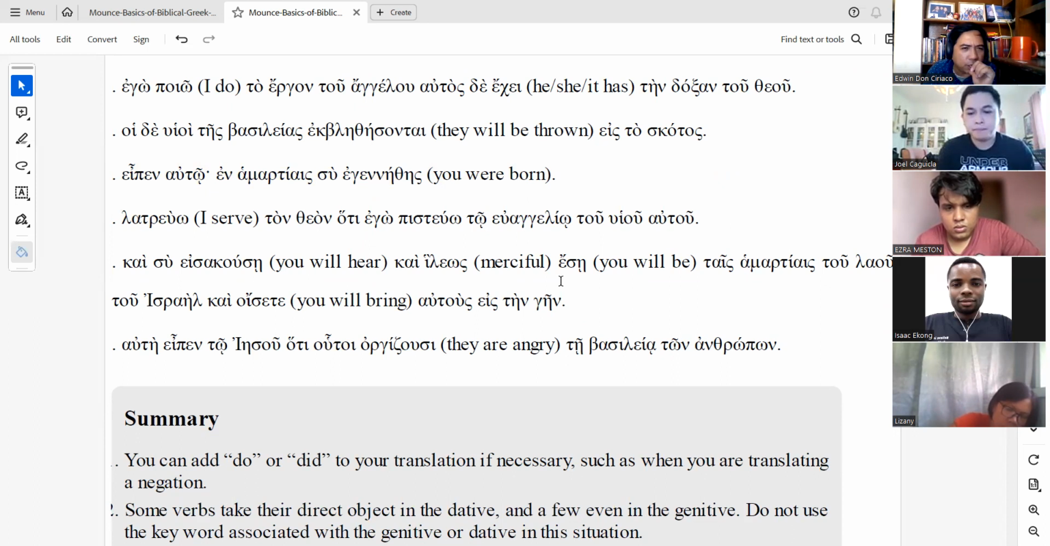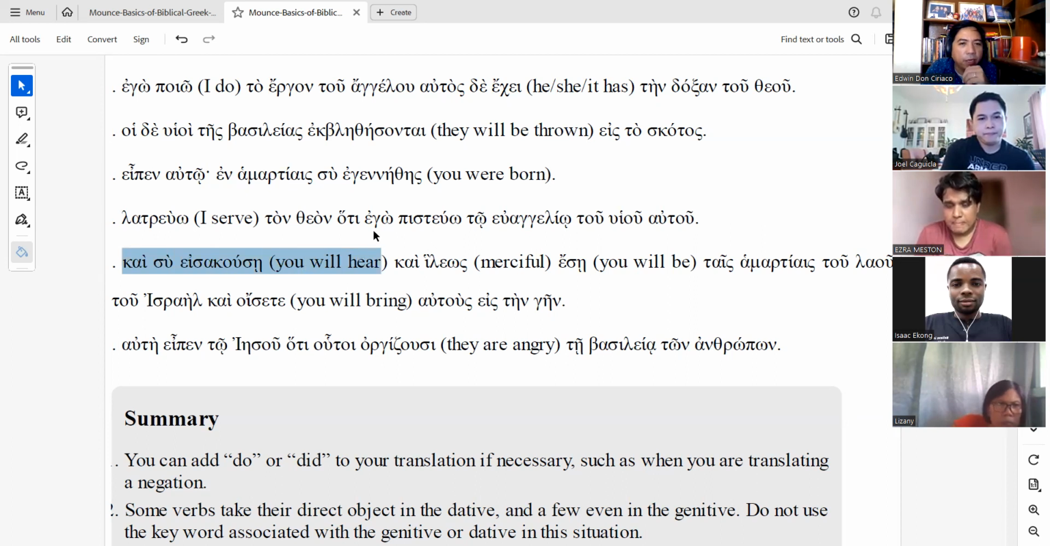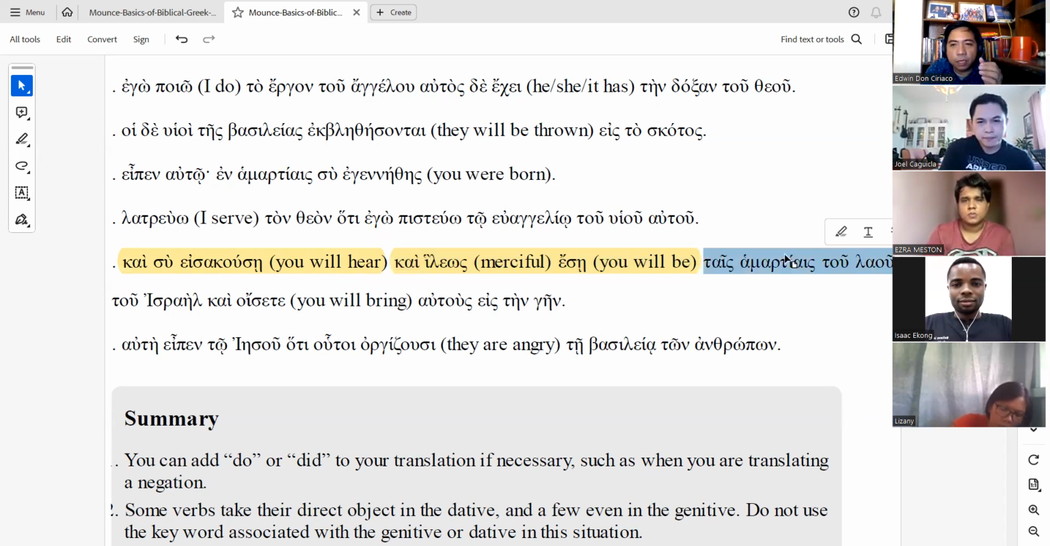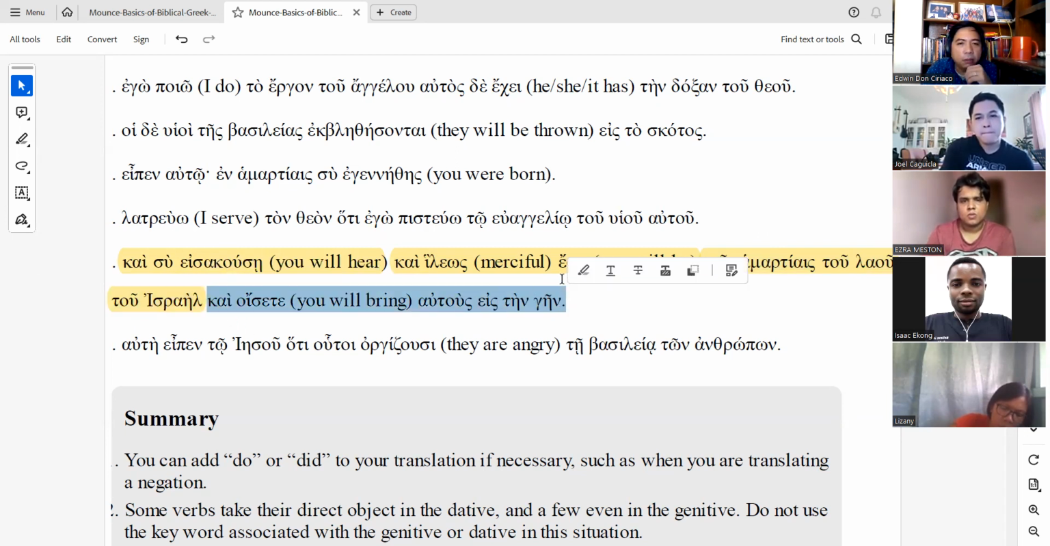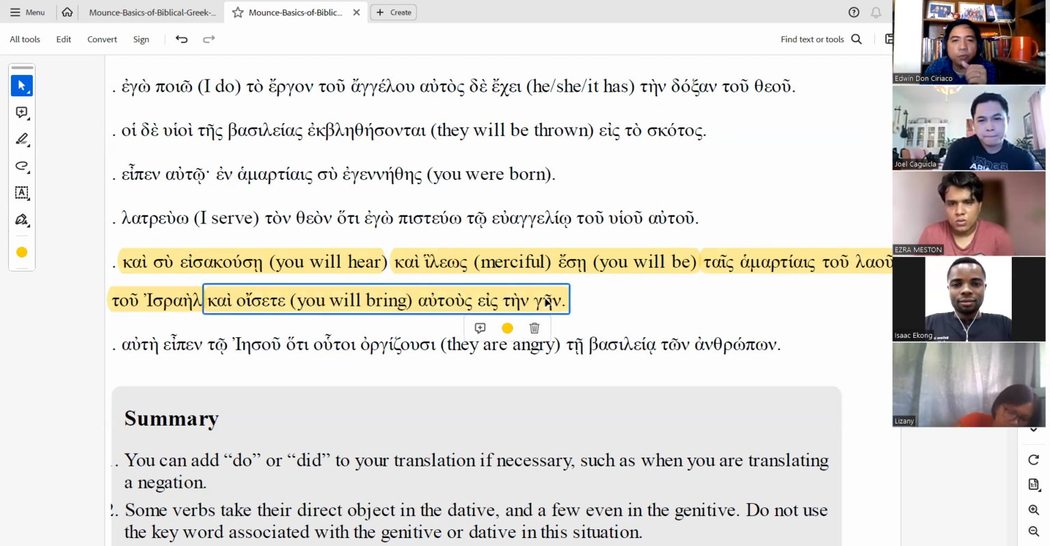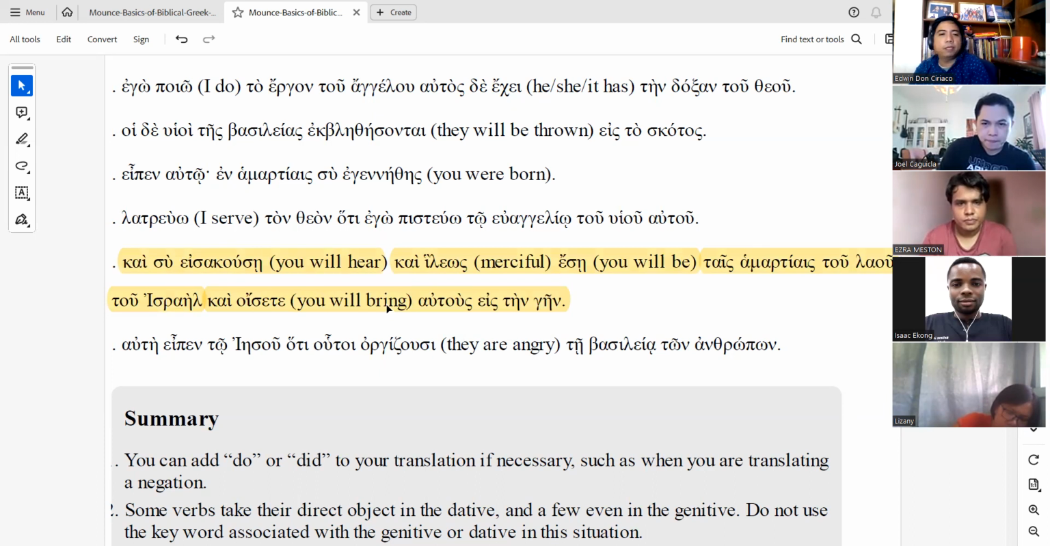Kai so esakuse kai Ileos esai kai Samarias tu laos tu Israel kai oisete autus eis ten gen. And you will hear. So think of this as phrases, okay? And you will hear and you will be merciful. Merciful to what? To the sins of the people of Israel, and you will bring them into the world.